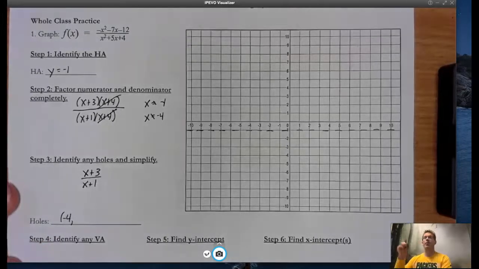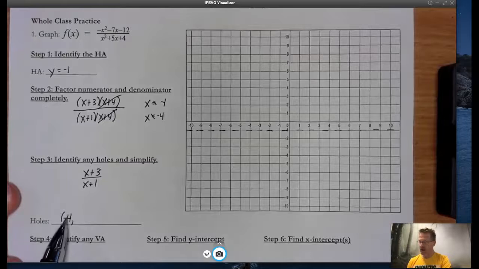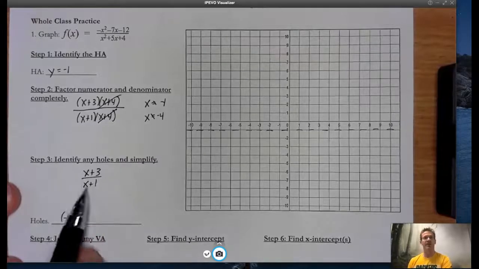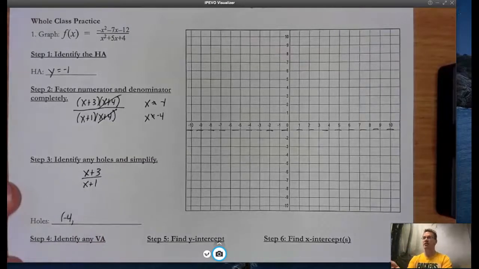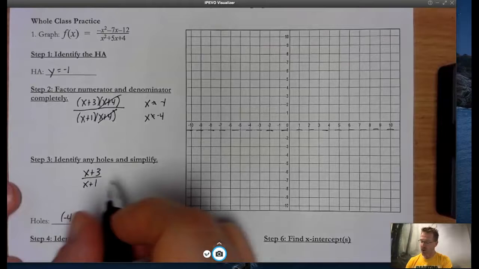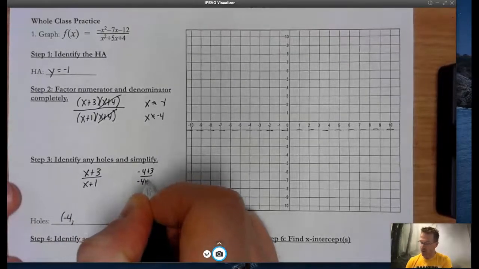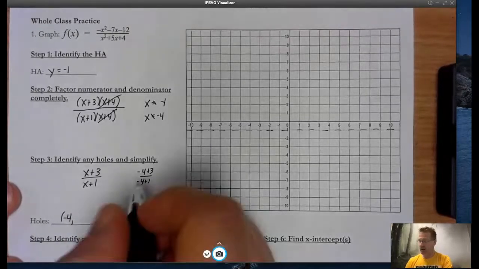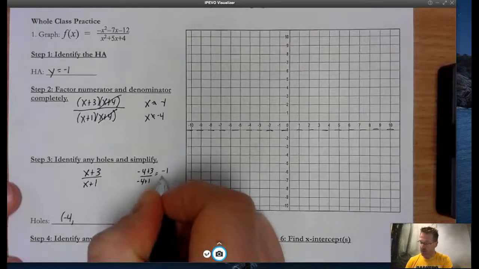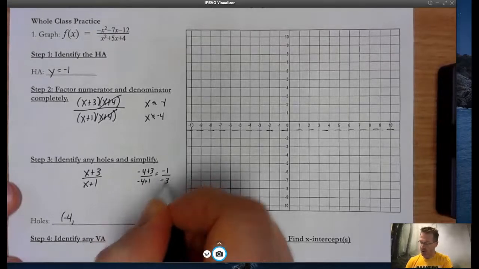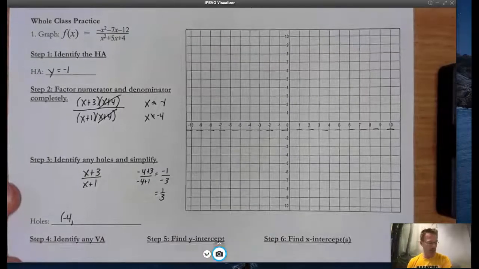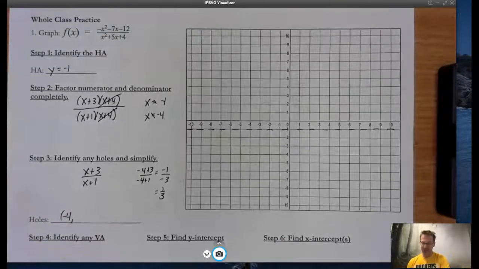Now remember, to find the y-coordinate of that hole, I'm going to take -4 and plug it into this simplified version, because it looks like I can use it, but we know we have to throw it out. So if I do that, I get -4 plus 3 over -4 plus 1. -4 plus 3 is -1, and -4 plus 1 is -3. So that is 1/3.